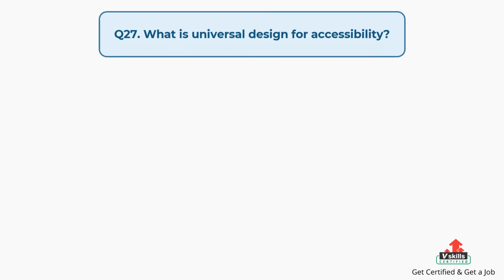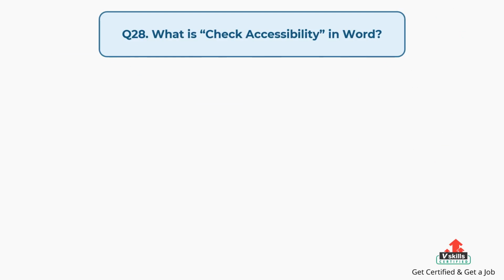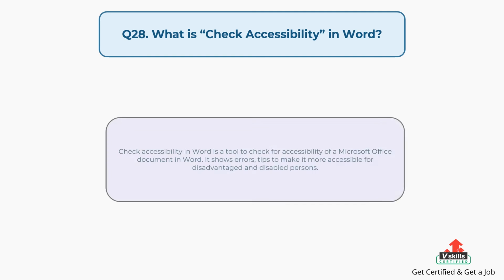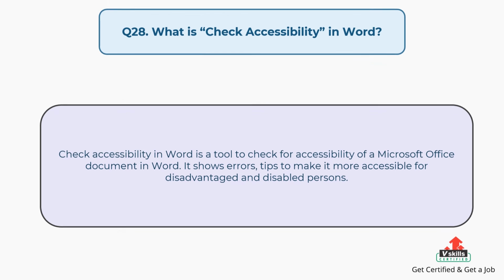Question number 27, what is universal design for accessibility? The answer is: universal design means planning to build physical, learning and work environments so that they are usable by a wide range of people, regardless of age, size or disability status. While universal design promotes access for individuals with disabilities, it also benefits others. Question number 28, what is Check Accessibility in Word? The answer is: Check Accessibility in Word is a tool to check for accessibility of a Microsoft Office document in Word. It shows errors and tips to make it more accessible for disadvantaged and disabled persons.